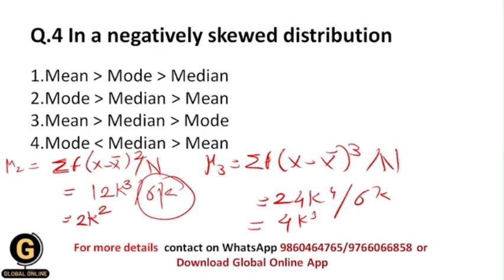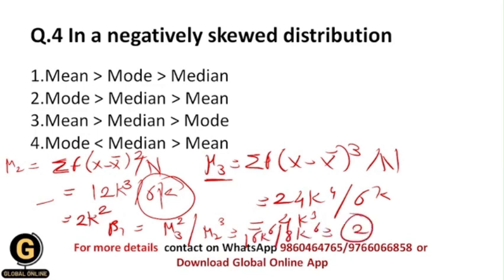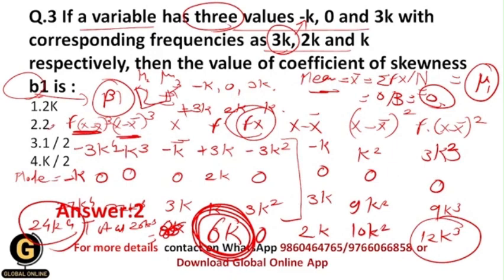Now whenever you need to find out the coefficient of skewness, that is beta 1, its formula is mu3 square upon mu2 cube. So now here you have found out the values of mu3 and mu2. Now substitute these values in this formula, then at the end you get the value 16k raised to 6 upon 8k raised to 6, which equals 2. So that's why your correct answer to this question should be 2.